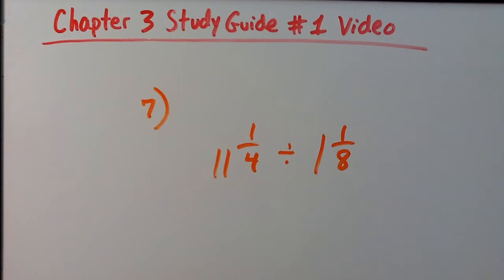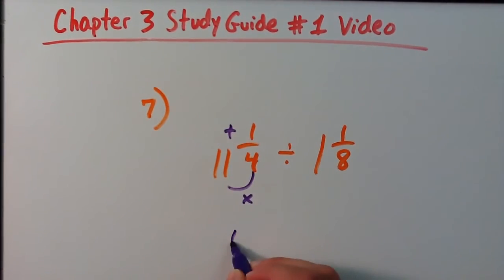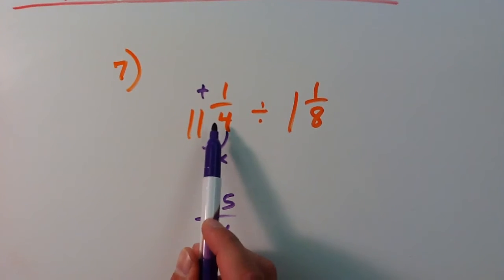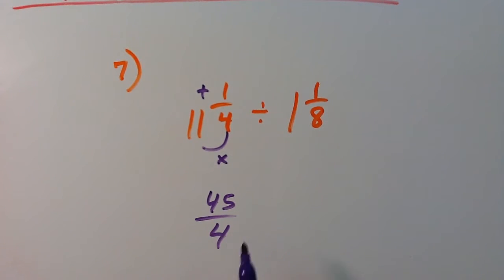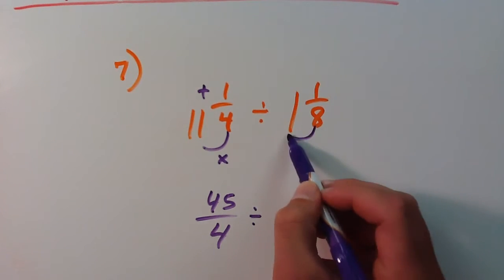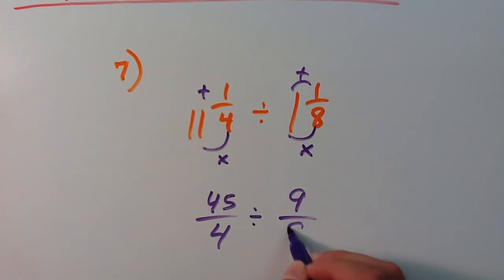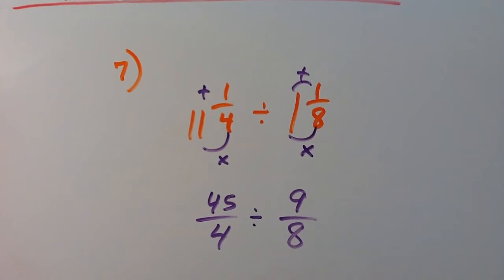When dividing mixed numbers, I would make them improper and then operate. So let's use the C method to make it improper. 4 times 11 is 44, plus 1 is 45 over 4, right? So 11 1/4 is the same thing as 45 over 4. I'm dividing. Now let's make this one improper by the C method. 8 times 1 is 8, plus 1 is 9 over the original denominator 8. So 11 1/4 is the same thing as 45 fourths, and 1 1/8 is the same thing as 9/8.